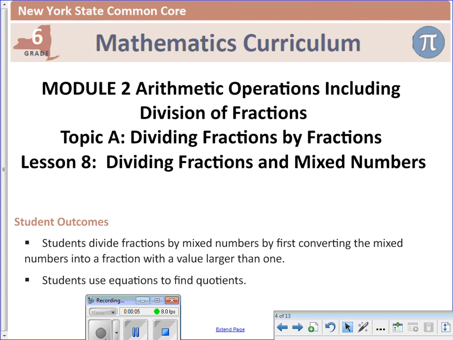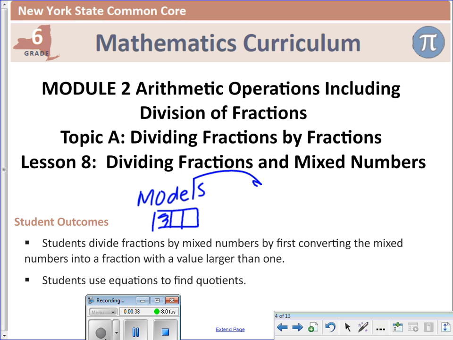Okay, today is Module 2, Lesson 8, Dividing Fractions and Mixed Numbers. For the last 7 lessons, we were really looking at what dividing fractions means. We did dividing a fraction by a whole number, a whole number by a fraction, and a fraction by a fraction. So we looked at models. We use tape diagrams and models to understand what it means.